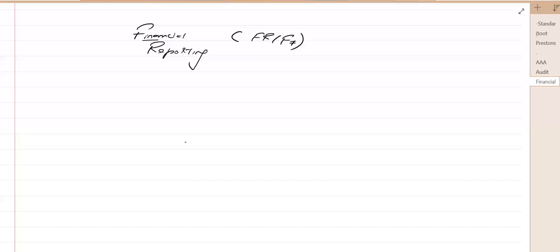Now, first of all, you need to understand that this paper is basically an advanced paper of financial accounting. You have studied financial accounting in ACCA paper FA or F3. That was your base paper for financial accounting, and the advanced paper of FA or F3 is this financial reporting, FR or F7.